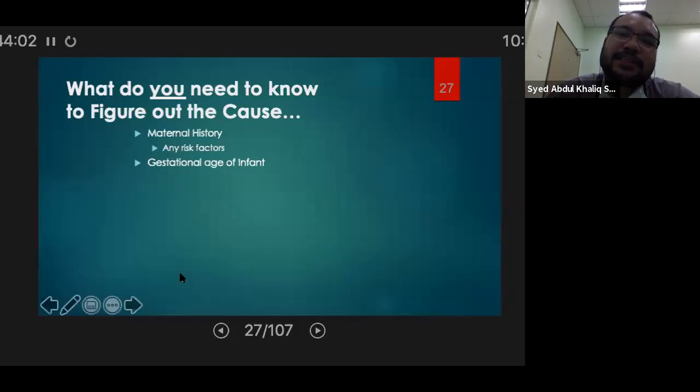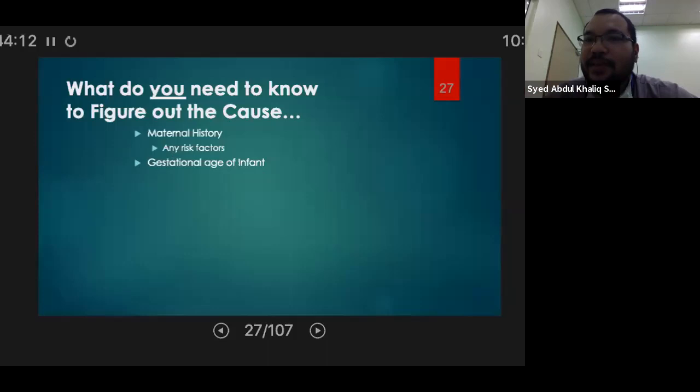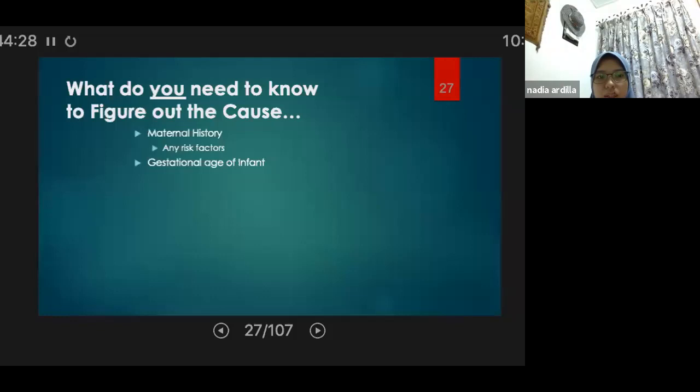Sama juga, I've told you before, things like polyhydramnios. Mothers with polyhydramnios, there is a high risk that the child has esophageal atresia, so you need to do a chest X-ray afterwards. A mother with oligohydramnios, it is associated with, apa? I've said before, oligohydramnios is associated with pulmonary hypoplasia, because your lung won't develop well.